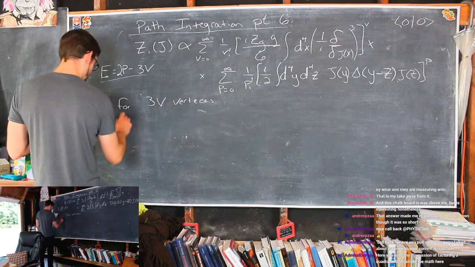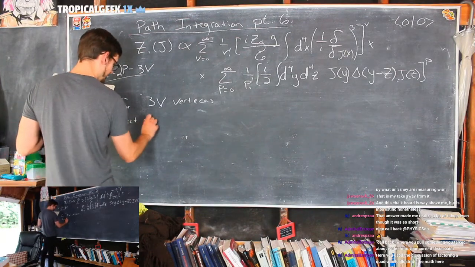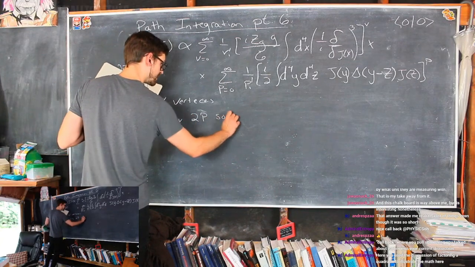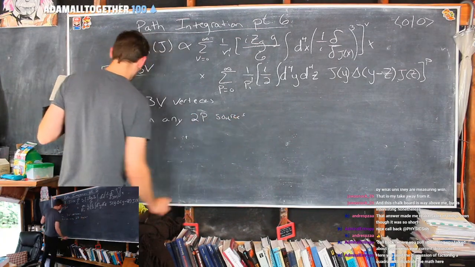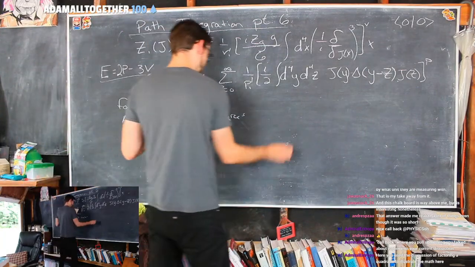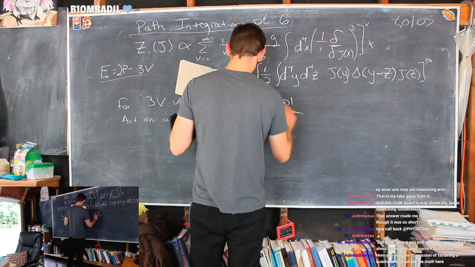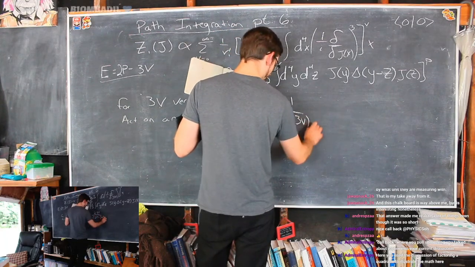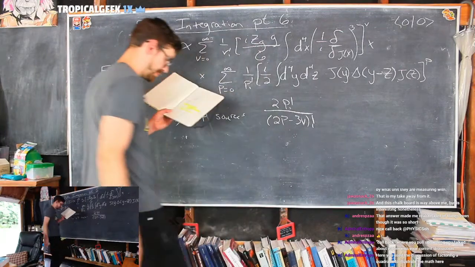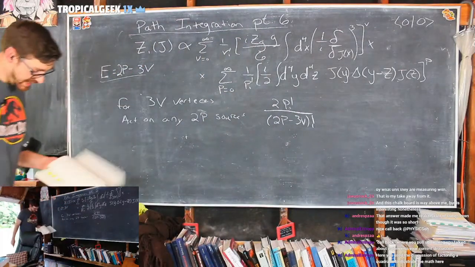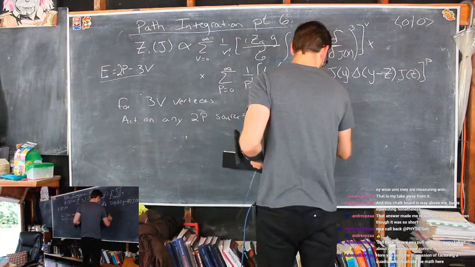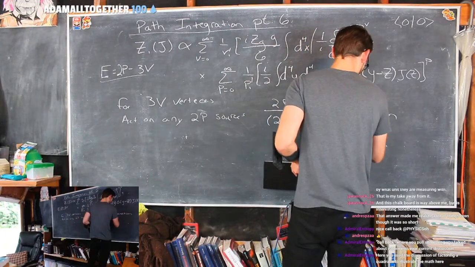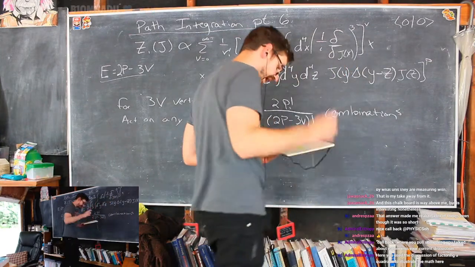And they act on any 2p sources. Then we can express that as saying that there are 2p factorial divided by (2p minus 3v) factorial, and this is just a permutation. Like we said, this is a permutation. And this many combinations, don't get confused by the language. I'm saying there's this many combinations of p's and v's, or of diagrams, excuse me.